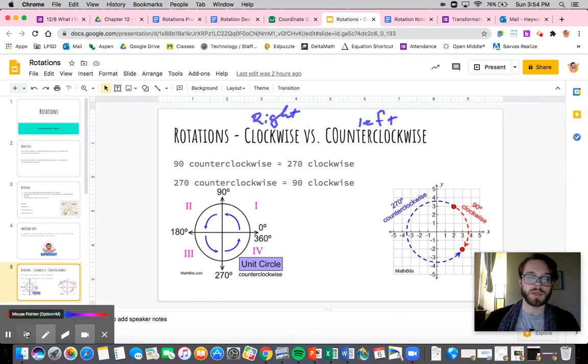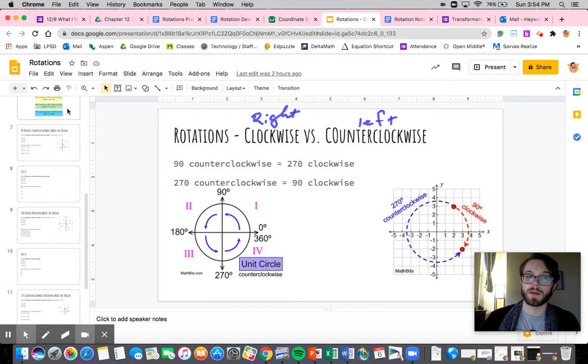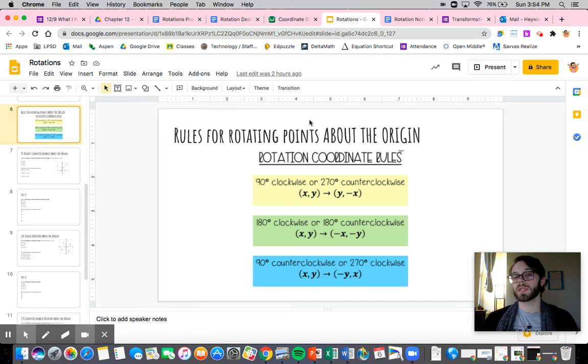All right. So how do we actually do these? Well, we have some rules that we can follow to help us. Now, these are rules that exist for going about the origin, so that you can easily figure out the points. As I said, if you're not going about the origin, we're going to be using graphing technology to help you. So 90 degrees clockwise or 270 degrees counterclockwise, you're going to follow this rule. Flip the two points, then make the one on the right negative, right? So (x, y) becomes (y, -x).